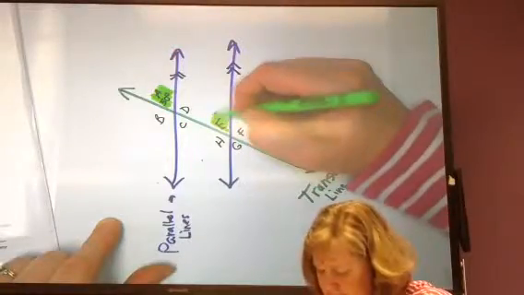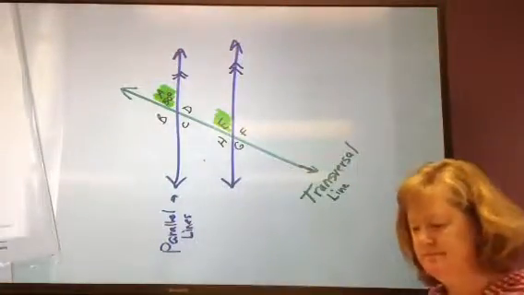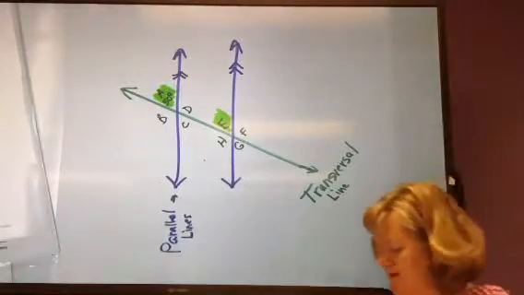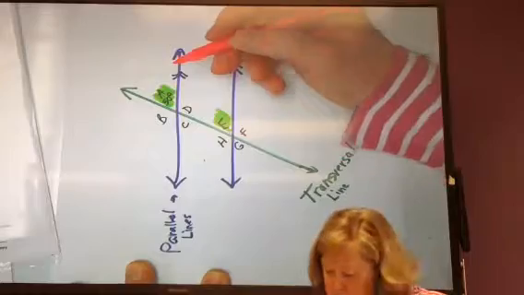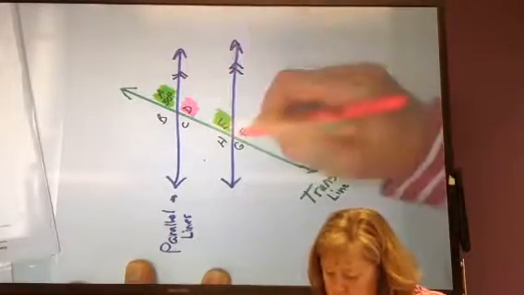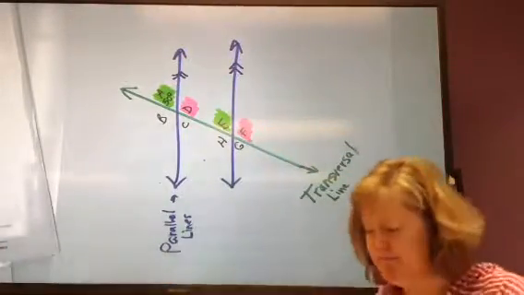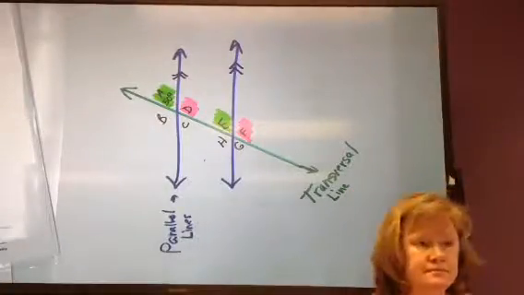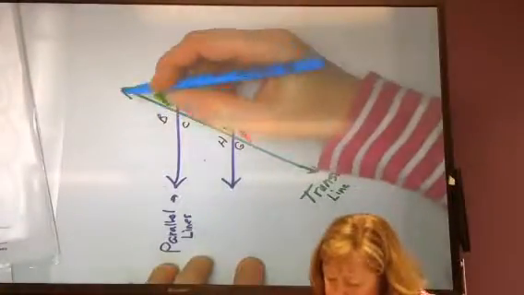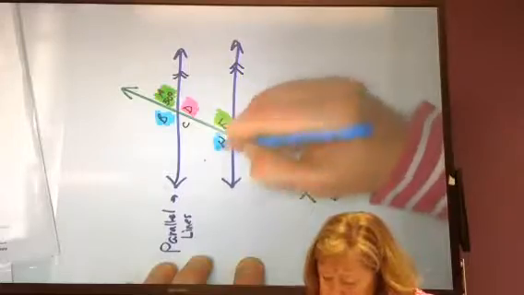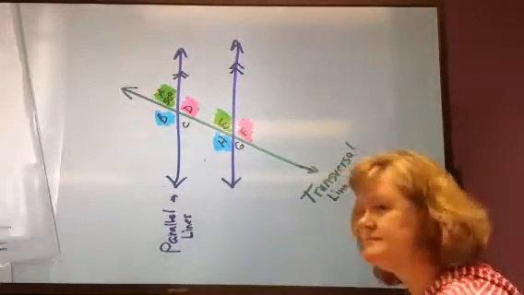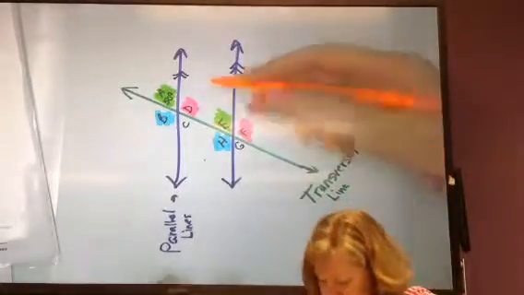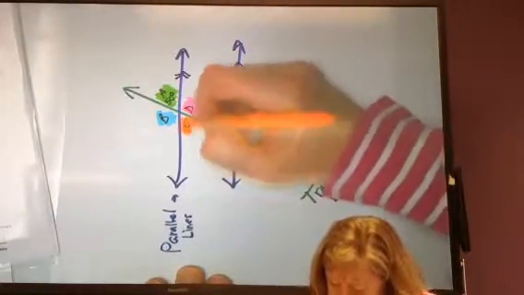Corresponds to this angle. Pencils down. Just watch for a minute. I'll give you time. This angle corresponds to this angle. This angle corresponds to this angle. And angle C is the corresponding angle with angle G.